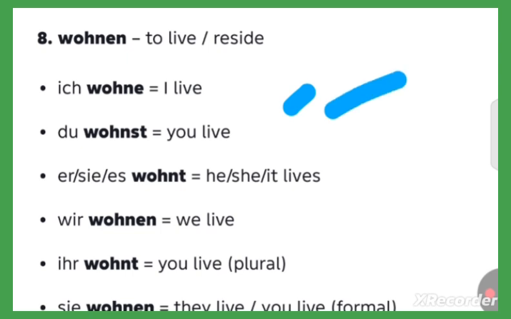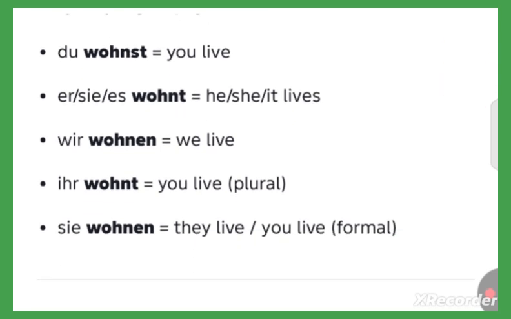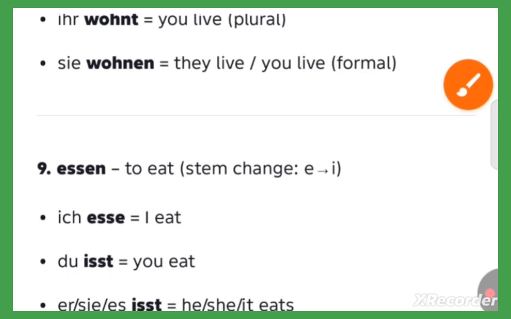Er, sie, es, someone, it will be wohnt. For example, he lives, er wohnt. She lives, sie wohnt. Whatever name, Peter lives, wohnt. So for example, my friend John lives in Mpika, so I'll say John wohnt in Mpika. If it's wir, wohnen. Wir wohnen in Zambia, we live in Zambia. Sie wohnen in Berlin, they live in Berlin. Like that.